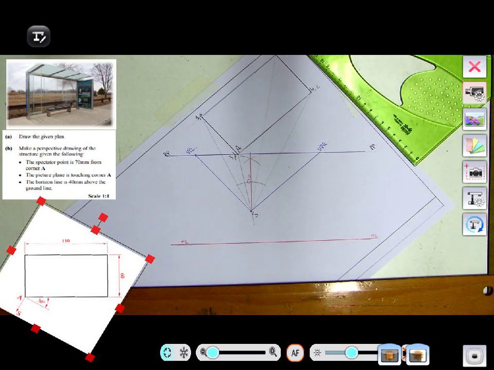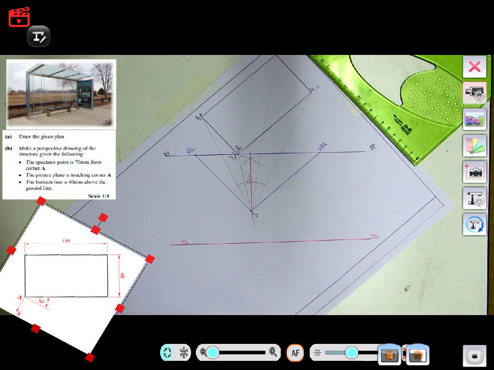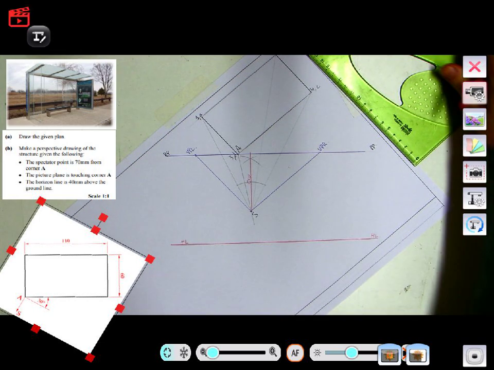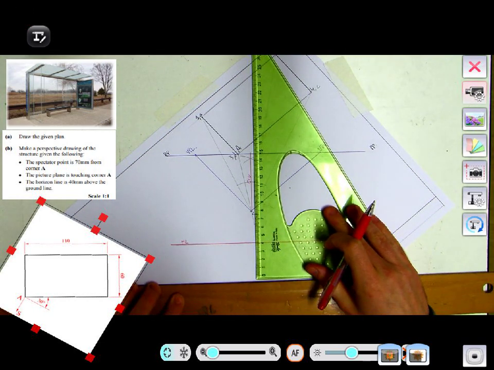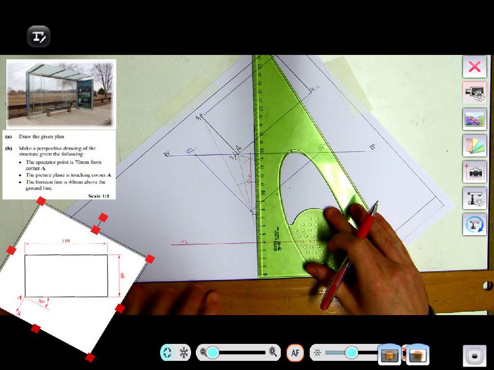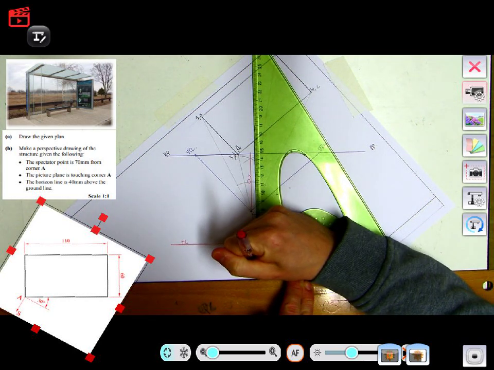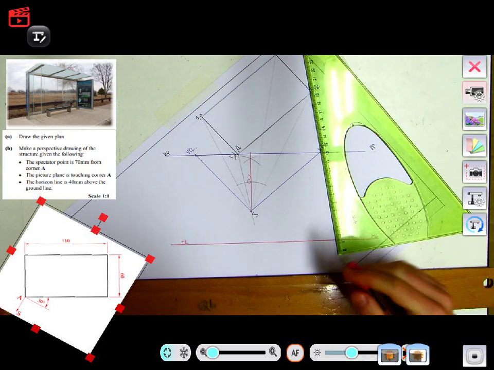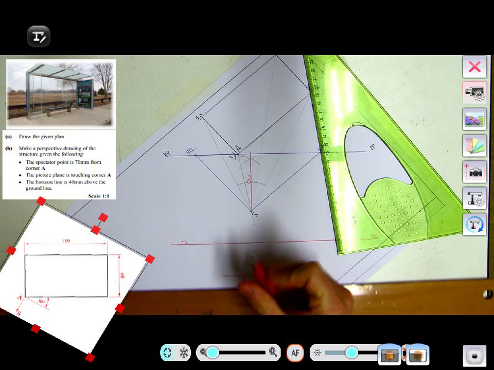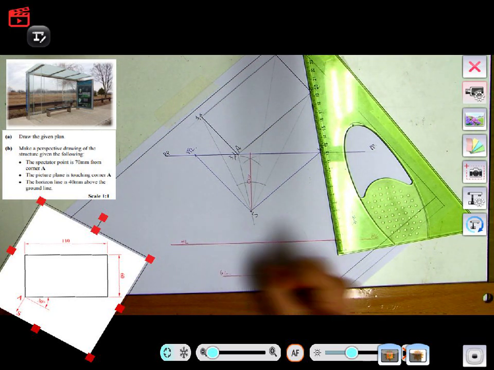Okay. So we now have HL, which is the horizon line. We know that our spectator is standing on the ground, 40 millimeters below that. So therefore this is what we call our GL, our ground line.